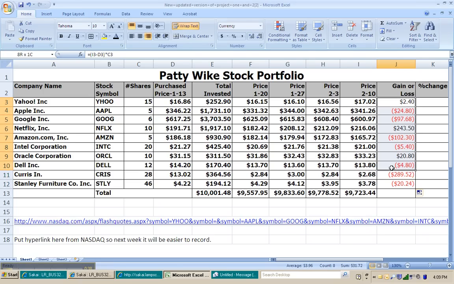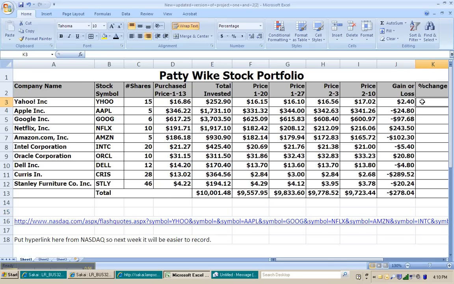And then you can add it together. And you've lost $278. Now to get this the same format, the same font, I'm going to do that. And this time it made the negatives a negative instead of red.